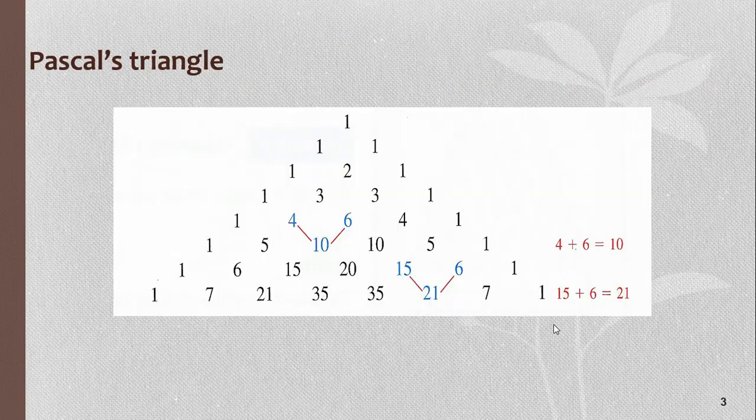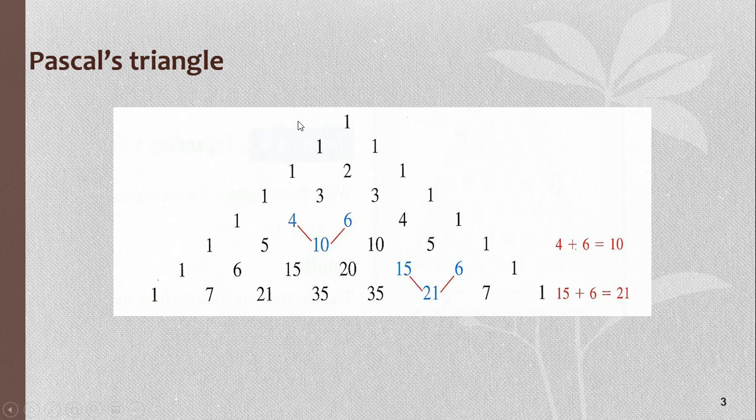All right, Pascal's triangle, developed by the mathematician Blaise Pascal back in the 1600s. It looks like this, where each row starts with a 1 and ends with a 1, and each element is composed of adding the two elements above it together.